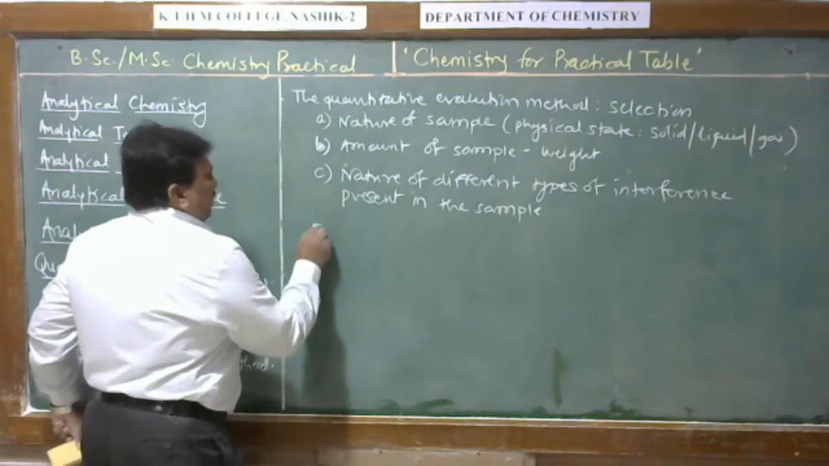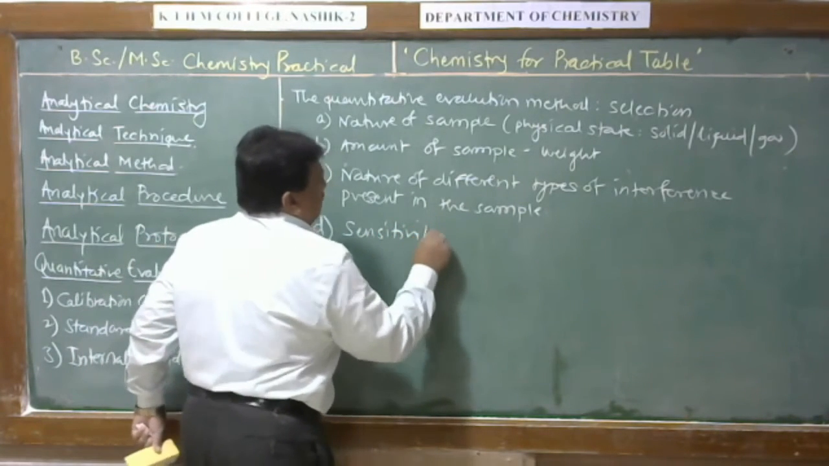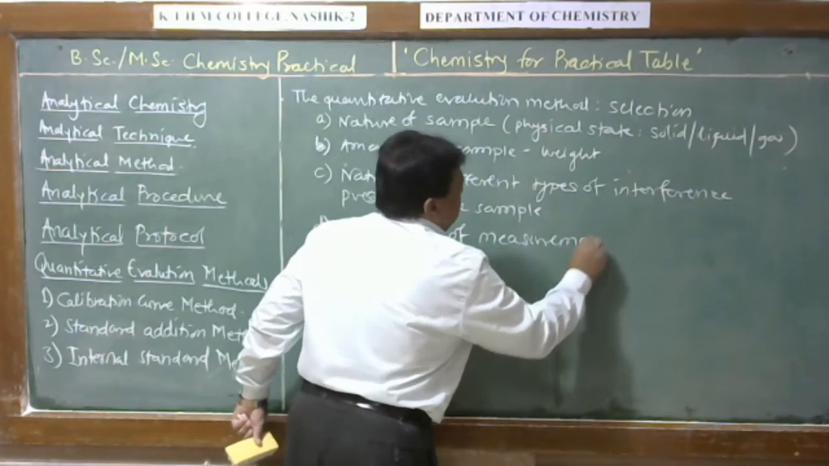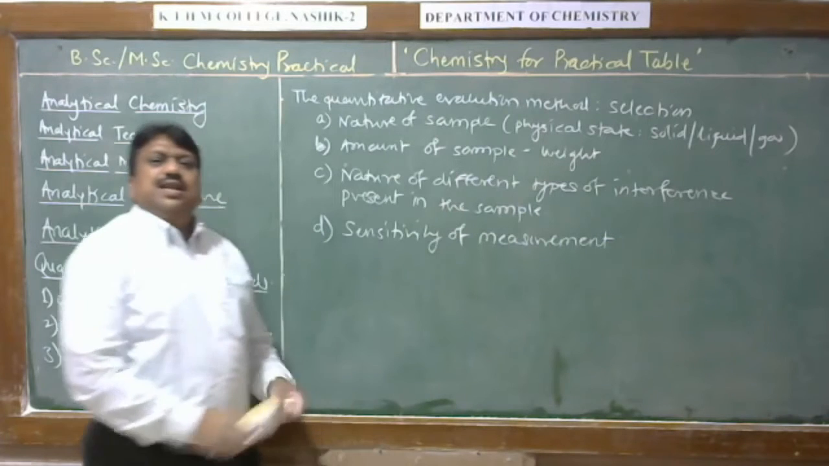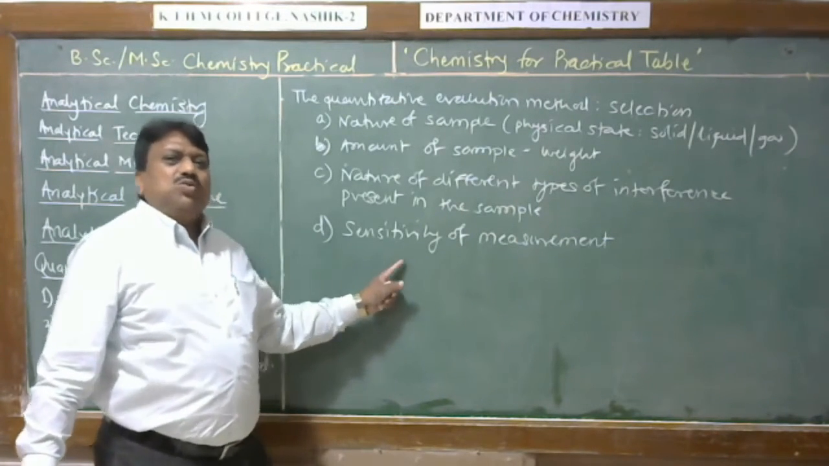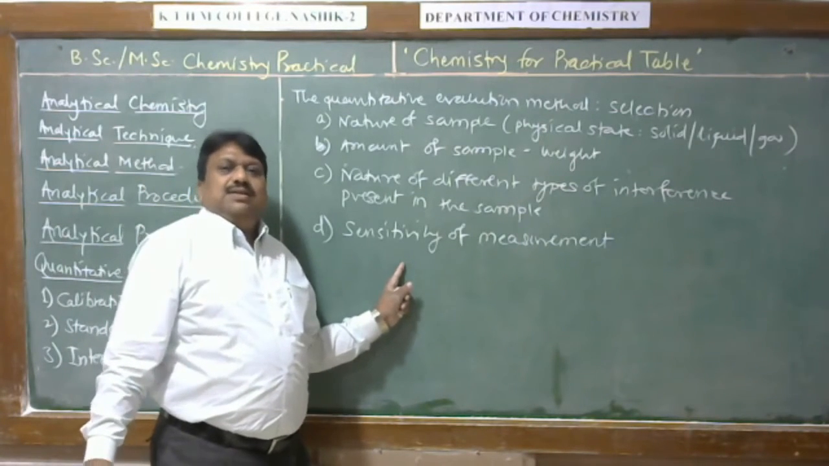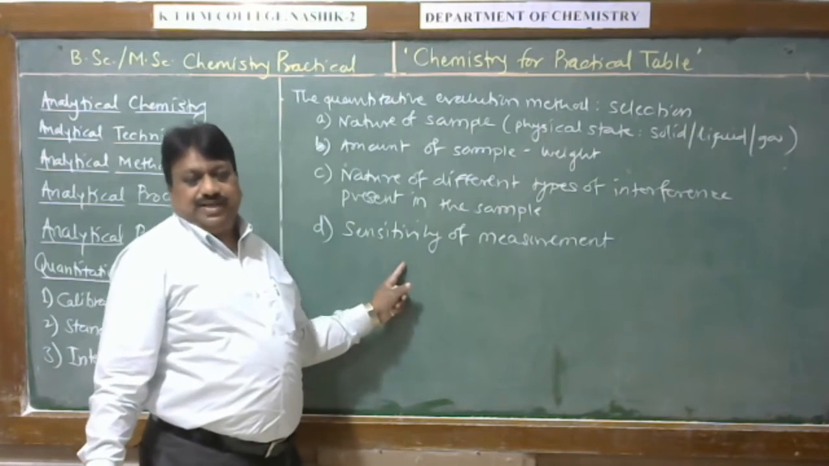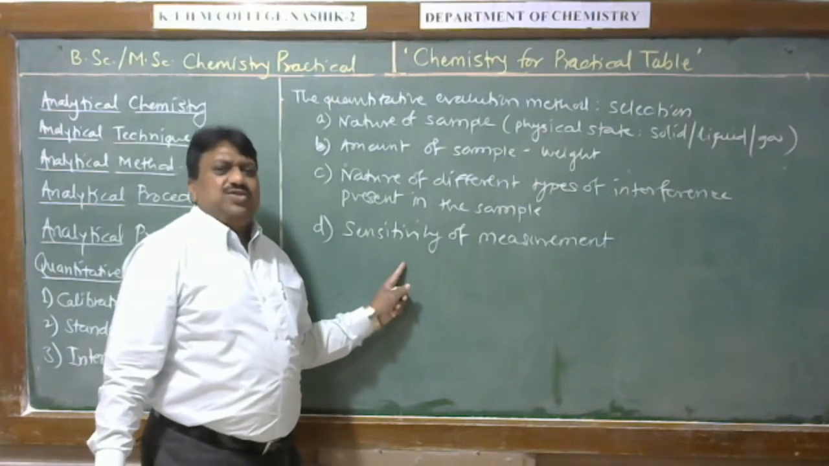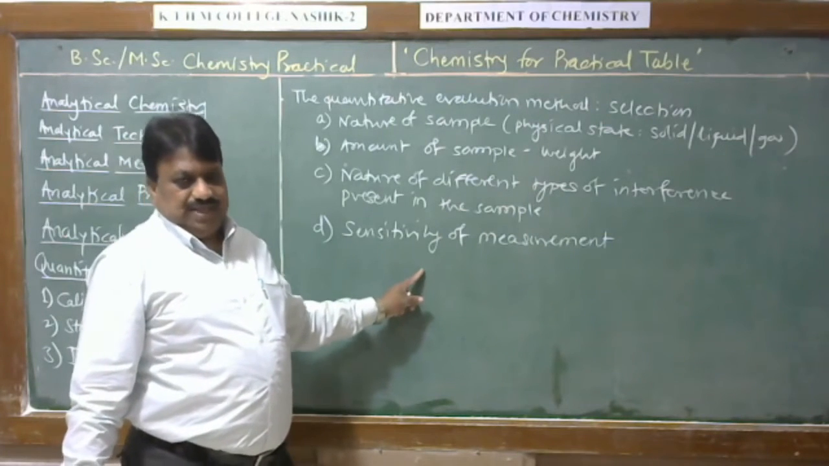And the most important factor, the sensitivity of measurement. Sensitivity of measurement is related with the level of concentration. If the amount we have to determine is in decinormal or decimolar solution, then we can use titrimetric or gravimetric methods of analysis. If concentration is in the order of 10 raised to minus 3 to 10 raised to minus 4 moles, then we can use a spectroscopic method.